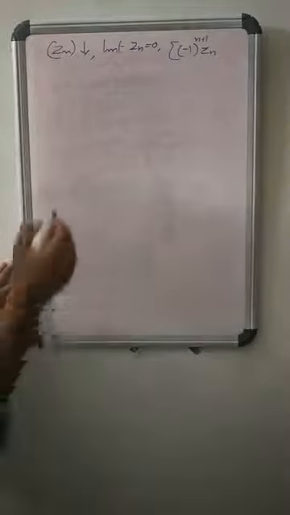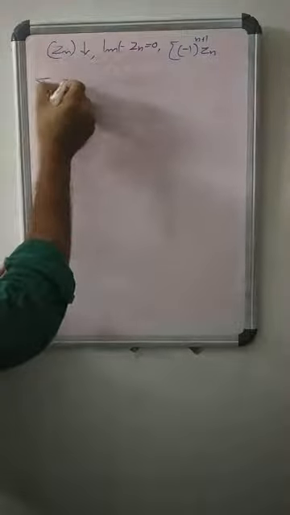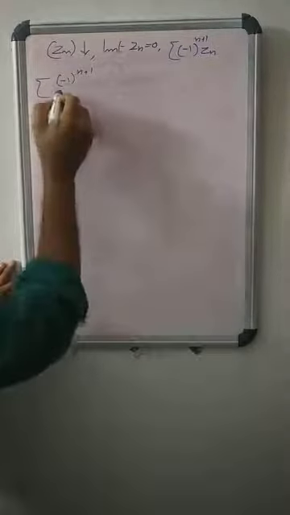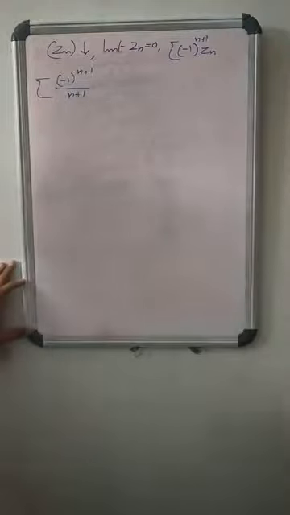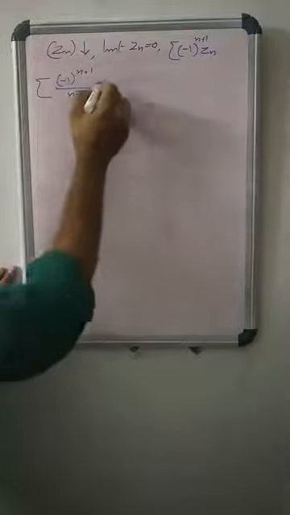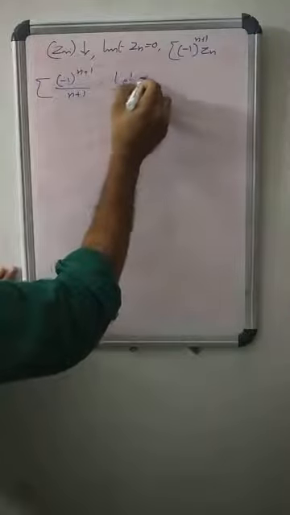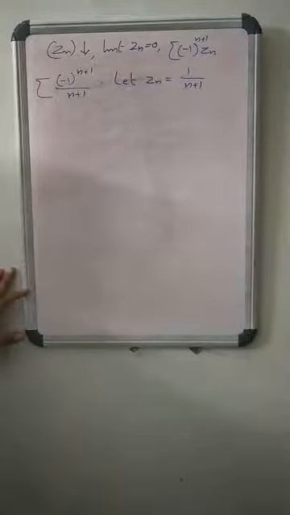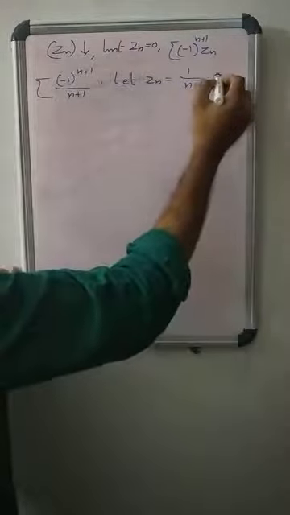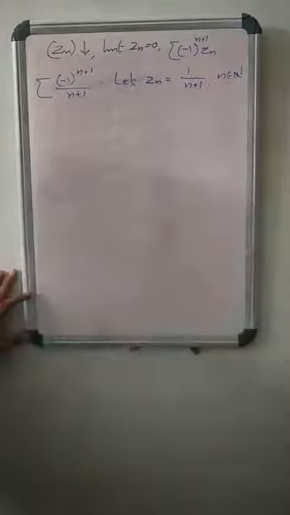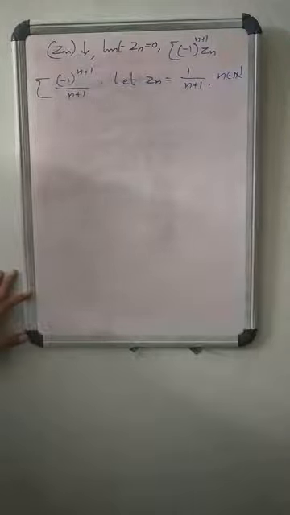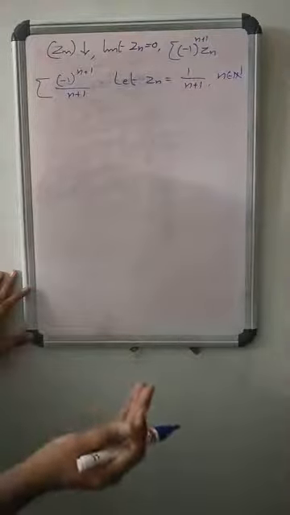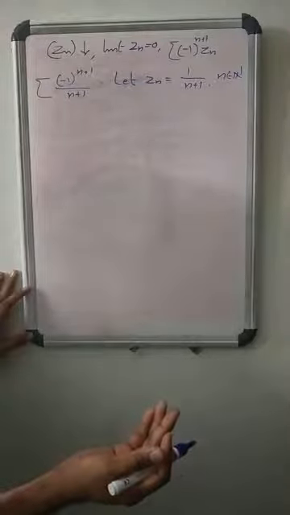What about the convergence of sigma (-1)^(n+1) by n plus 1? So for testing here, let Zn equal 1 by n plus 1. So what about the sequence? Is it decreasing or increasing? For n any natural number, surely it is a decreasing sequence. Why? 1 by n plus 1, so it is Z1 = 1 by 2, Z2 = 1 by 3, and so on.